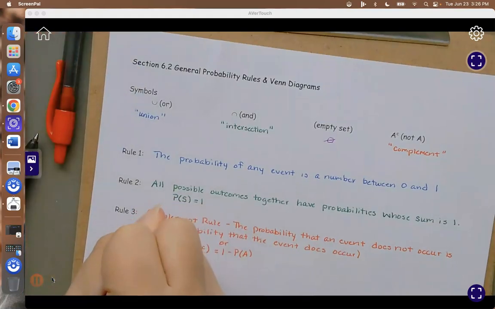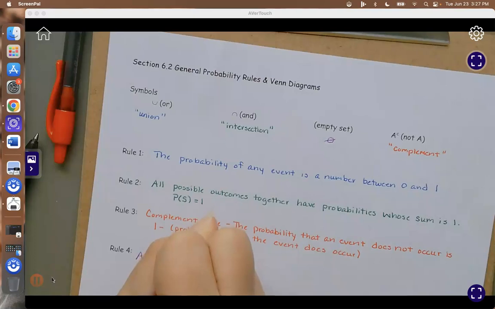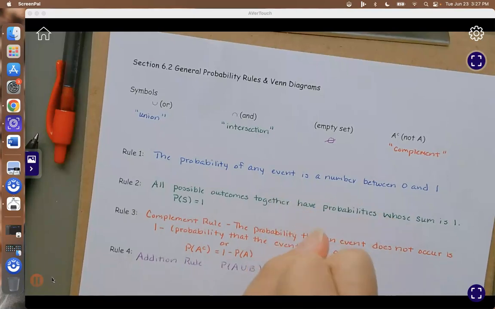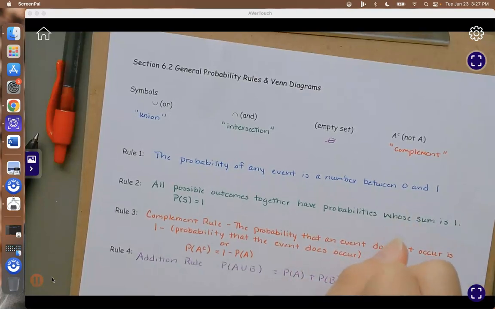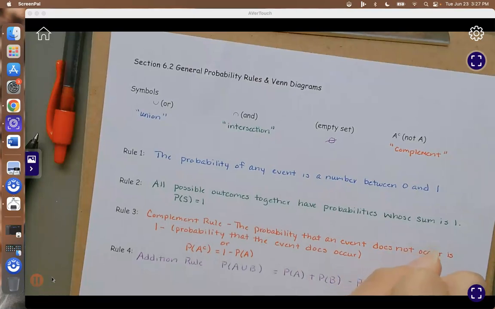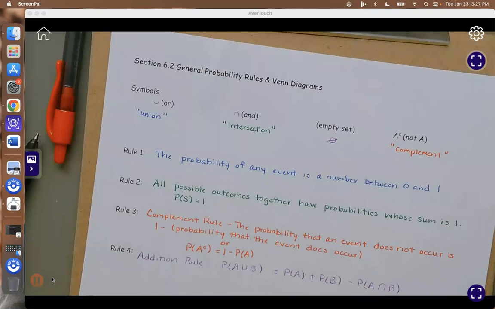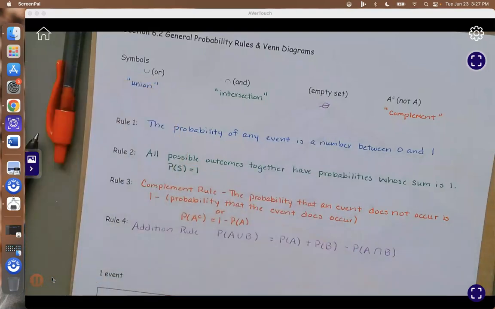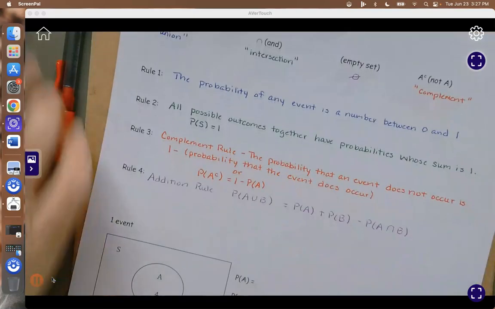All right, then we have the addition rule. That says the probability of A or B is the probability of A plus the probability of B, subtract any overlap. So if you think back to Venn diagrams, if you have A, you have B, and then you have where they overlap, you have to take that overlap out. Okay, so this will make more sense as we go into it.